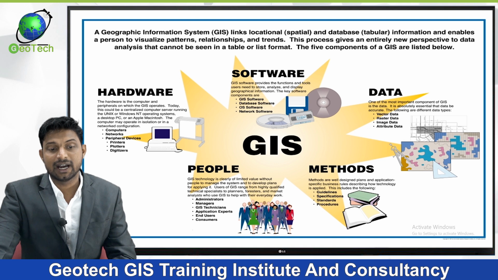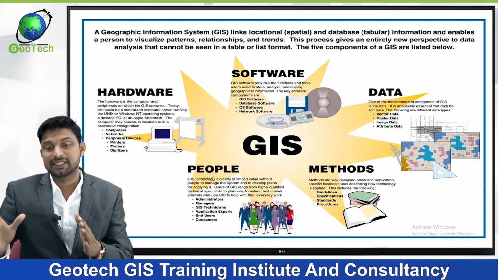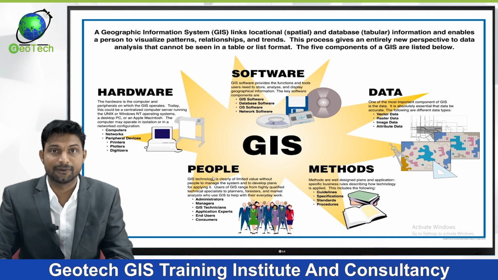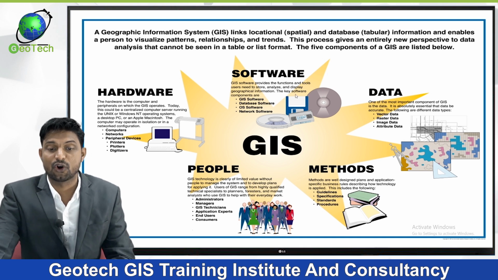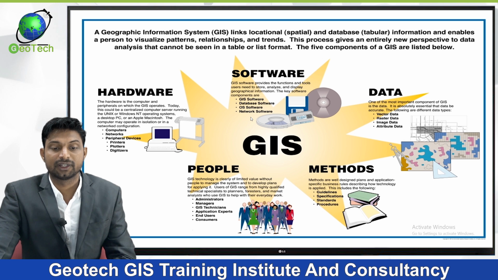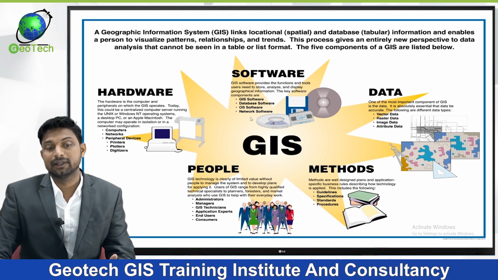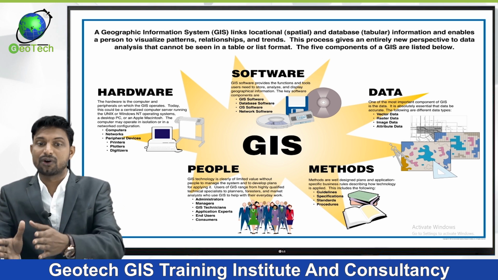First we need hardware. Hardware means we need a computer, networks, a printer, plotter and digitizers. After having a computer we need software. So GIS software, database software, OS software, then network software we need. After having hardware we need software in it.